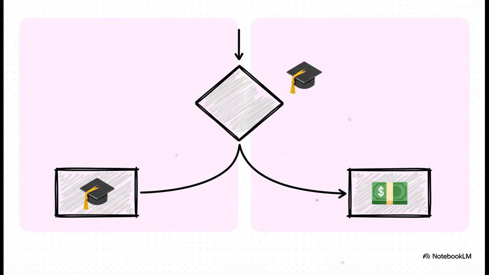For instance, if a customer is a student, they get a discount. Else, they pay full price. It's basically a fork in the road, and the program knows exactly which path to take based on the info it has.